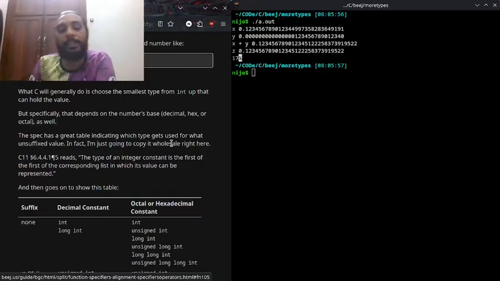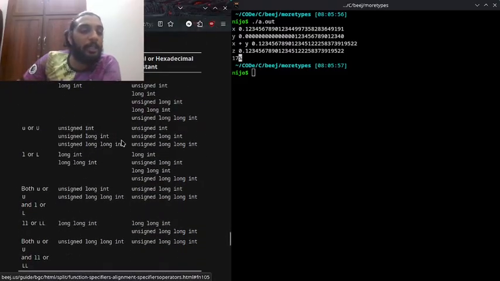6.4.4.1 paragraph 5 reads, the type of an integer constant is the first of the corresponding list in which its value can be represented, and then goes on to show this table. So with no suffix, a decimal constant is int or long int, so in that case int if it's a decimal. If it's an octal or hexadecimal constant, it will be first int.